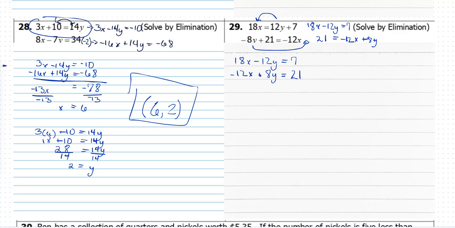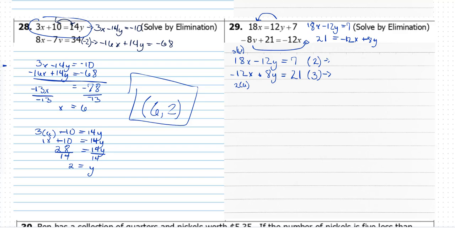Well, if I look at the y's, 18 is 3 times 6, and 12 is 2 times 6. So that means this top one needs to be multiplied by 2, and the second one needs to be multiplied by 3. And that gives us our new equations to work with.